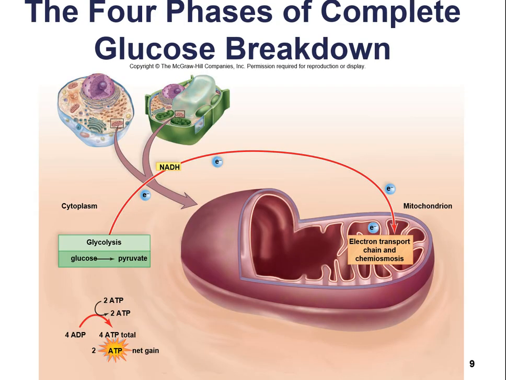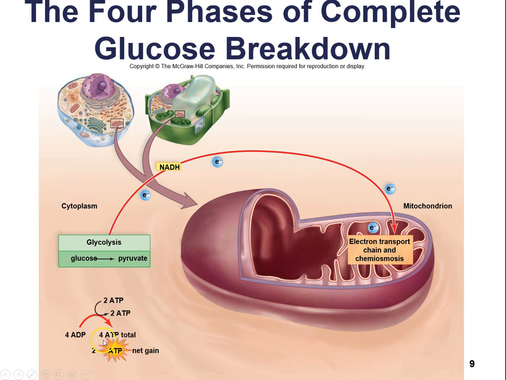Now, this is the figure that I was talking about. We're going to fill in all of those phases that we just talked about, right? We're breaking this down into 4 main phases of complete glucose breakdown. So here you have glycolysis happening in the cytoplasm. Glucose is converted into pyruvate. You can see you do generate some ATP, okay? We're going to zoom in on each one of these processes, but let's understand the overview.